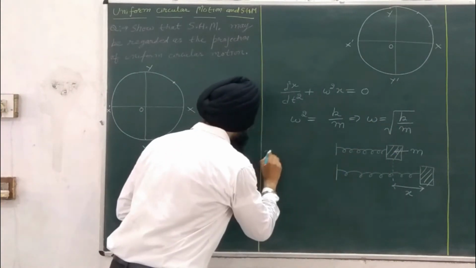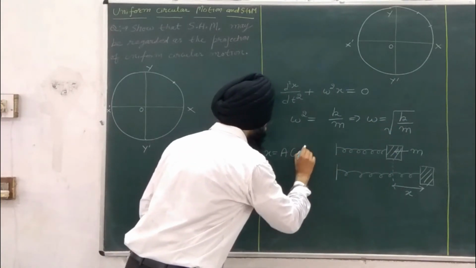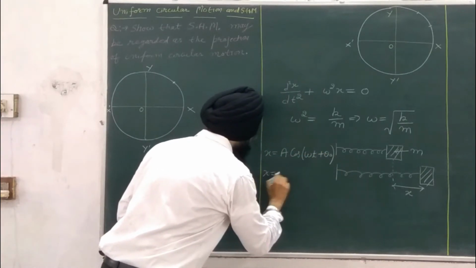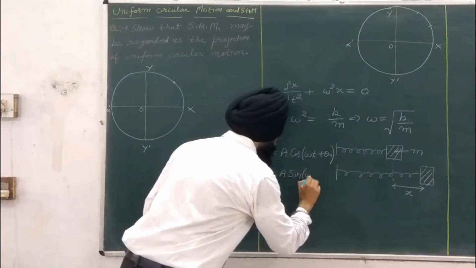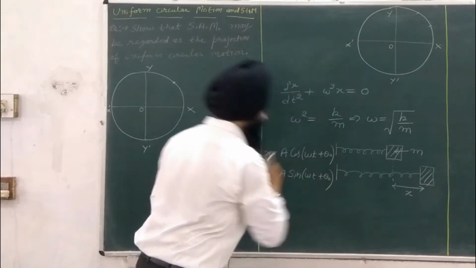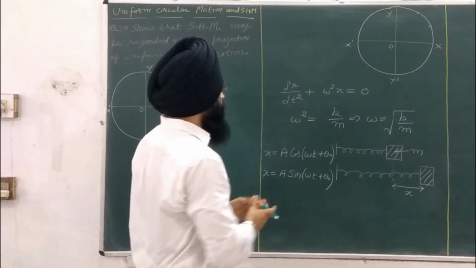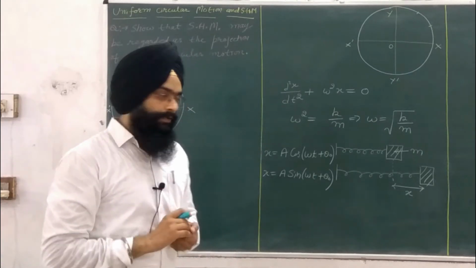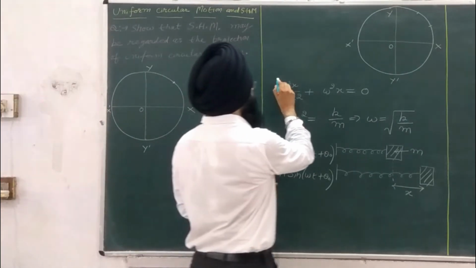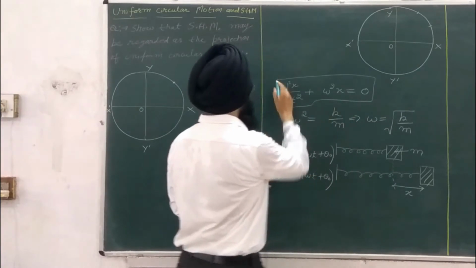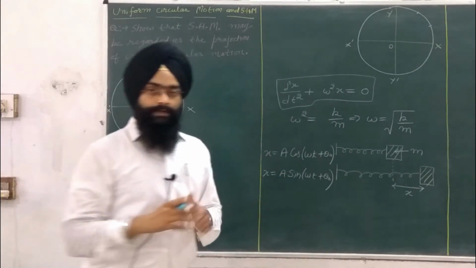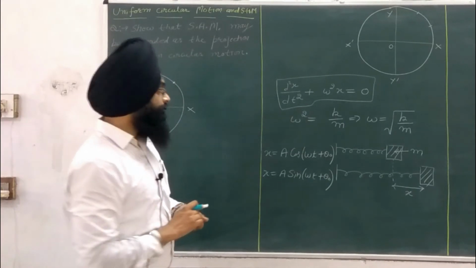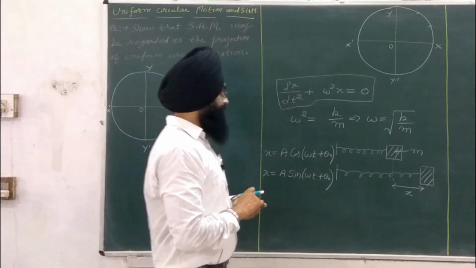So we found the solution like this: a cos of omega t plus theta naught, and a sine of omega t plus theta naught. All these solutions belong to this differential equation because they completely satisfy the differential equation. So the solution of this differential equation satisfies the sinusoidal wave function, and we plotted the graph of the sine and cos wave in the previous lecture.